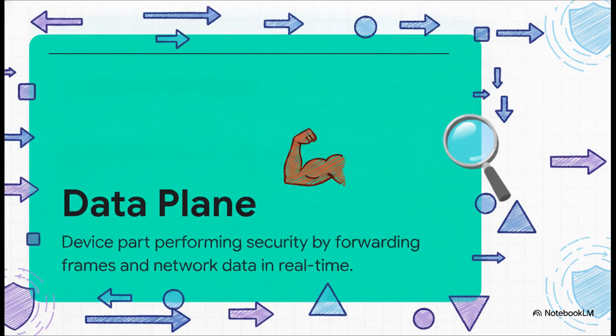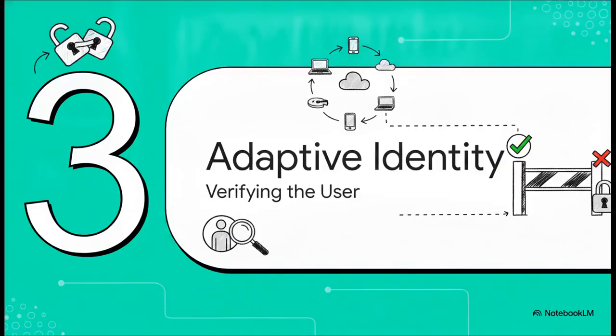Now, if the control plane is the brain, the data plane is absolutely the brawn, doing all the heavy lifting. You'll sometimes hear this called the forwarding plane, and it's where the actual real-time transmission of user data happens. So while the control plane sits back in the manager's office making the rules, the data plane is out there on the floor, actively processing frames and packets, enforcing those policies and making sure data is routed or blocked exactly how the brain dictated. Which takes us to Section 3, verifying adaptive identity.